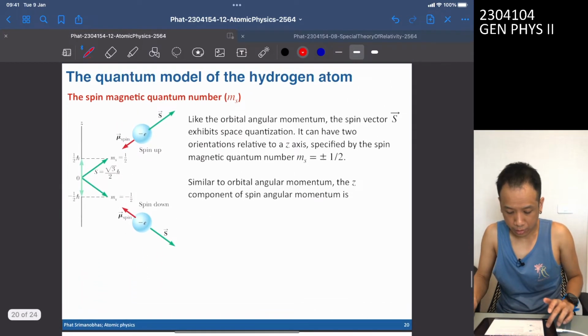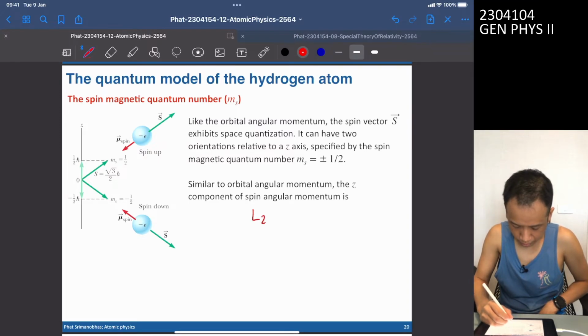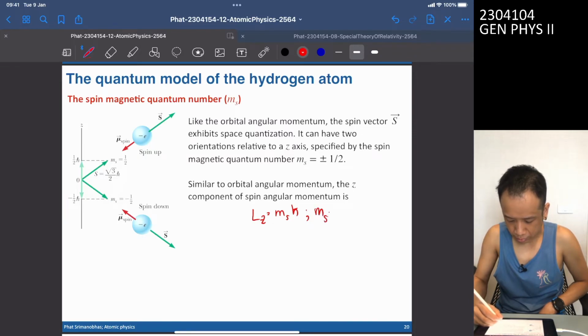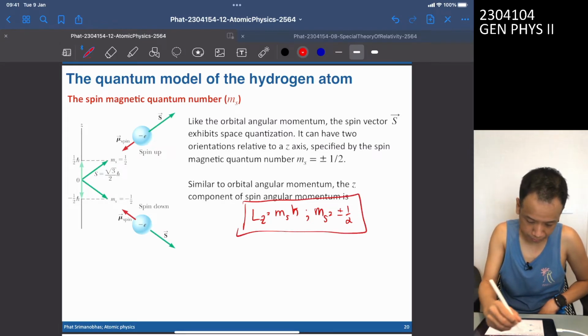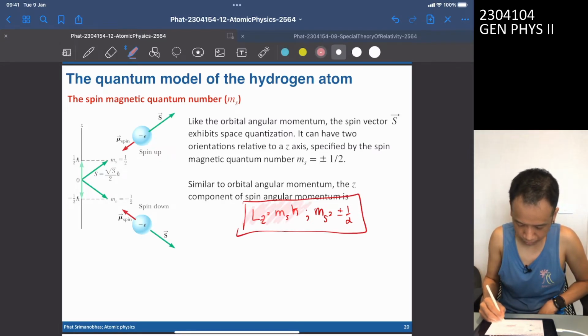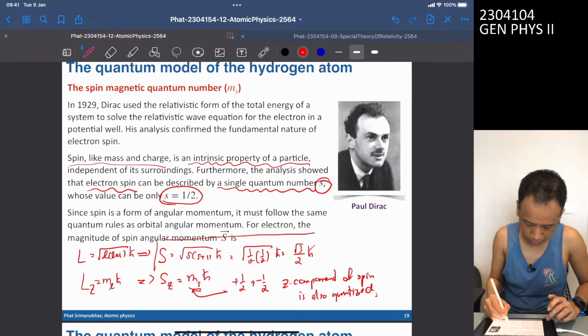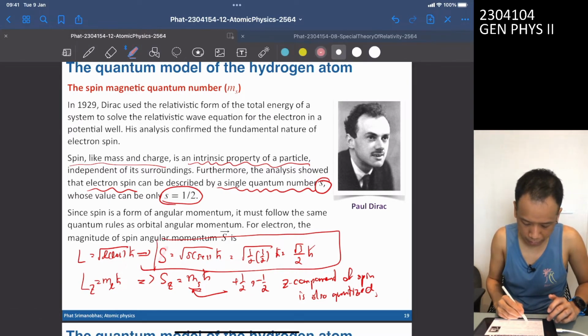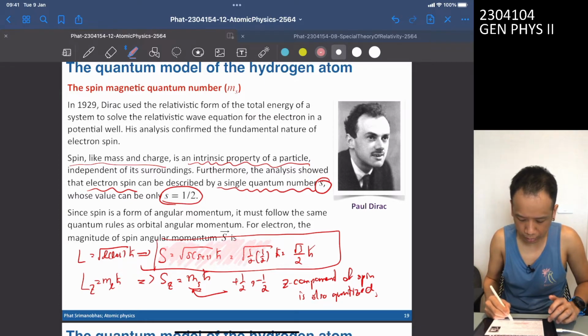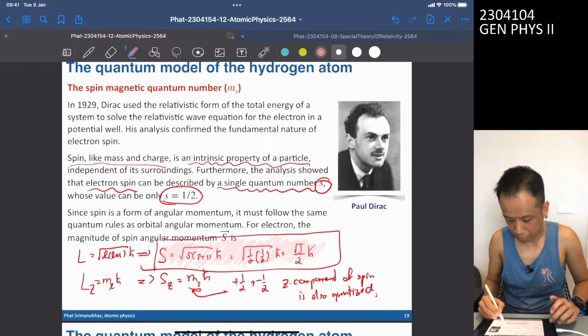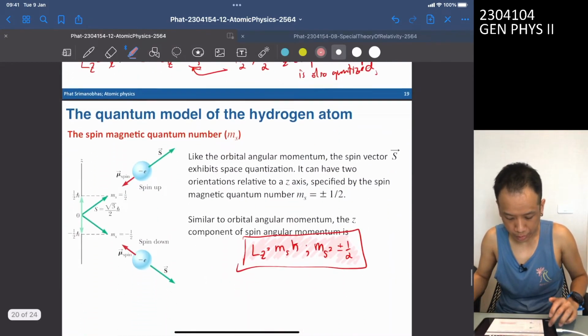So now you have it, okay? This is what I already wrote. So m_s equal to plus and minus half. Okay, with this spin concept, you can now explain the splitting of the hydrogen atom spectrum with this concept.